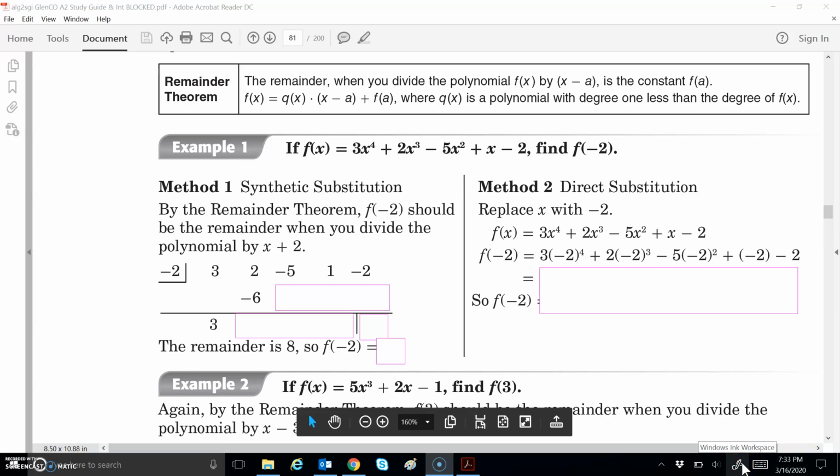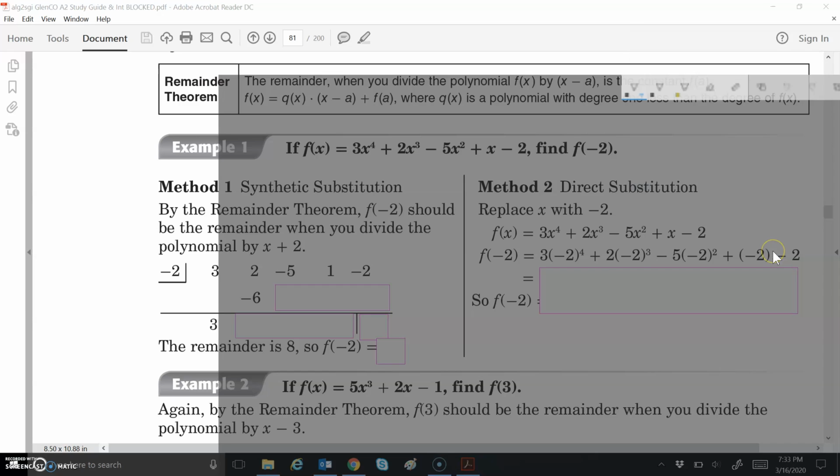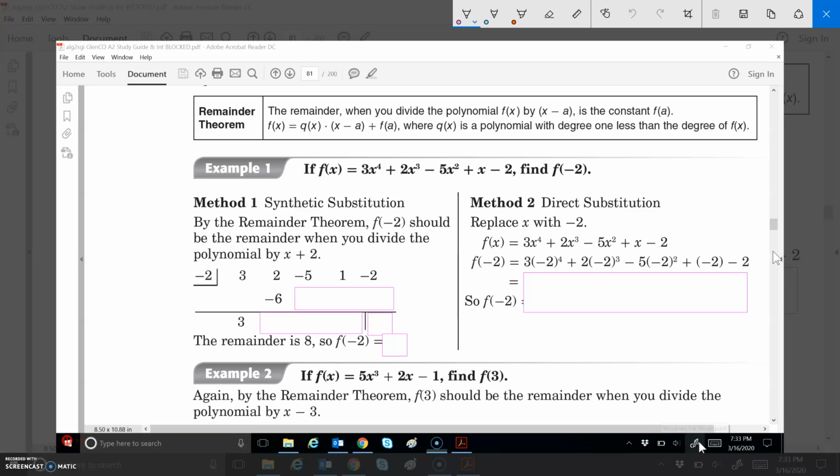Alright, so if f of x equals 3x to the 4th plus 2x cubed minus 5x squared plus x minus 2, first of all, we look for any gaps. We look at our exponents. So I have a 4, a 3, a 2, a 1, and none. So there are no skips. When we synthetically divide, we have our coefficients here: 3, 2, negative 5, 1, because in front of the variable is assumed to be a 1, and the minus 2.